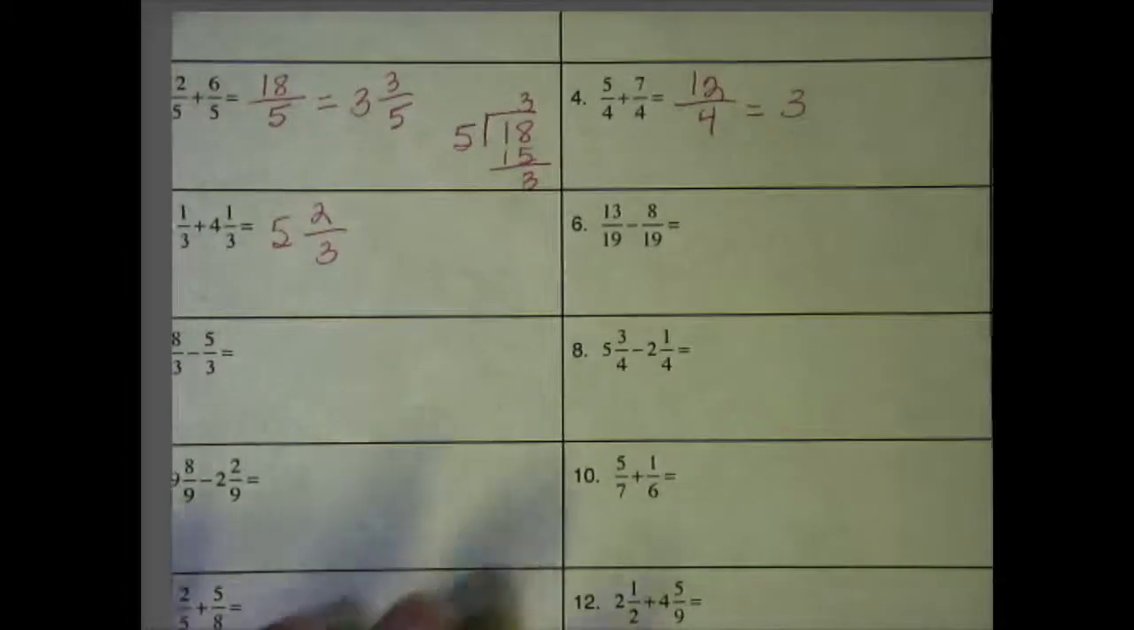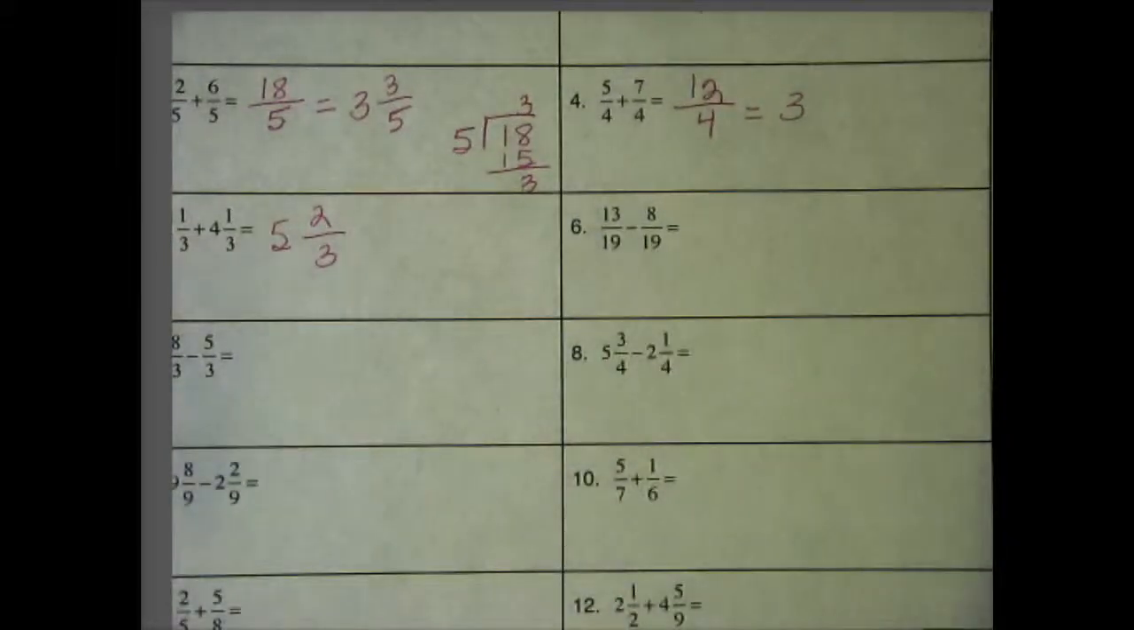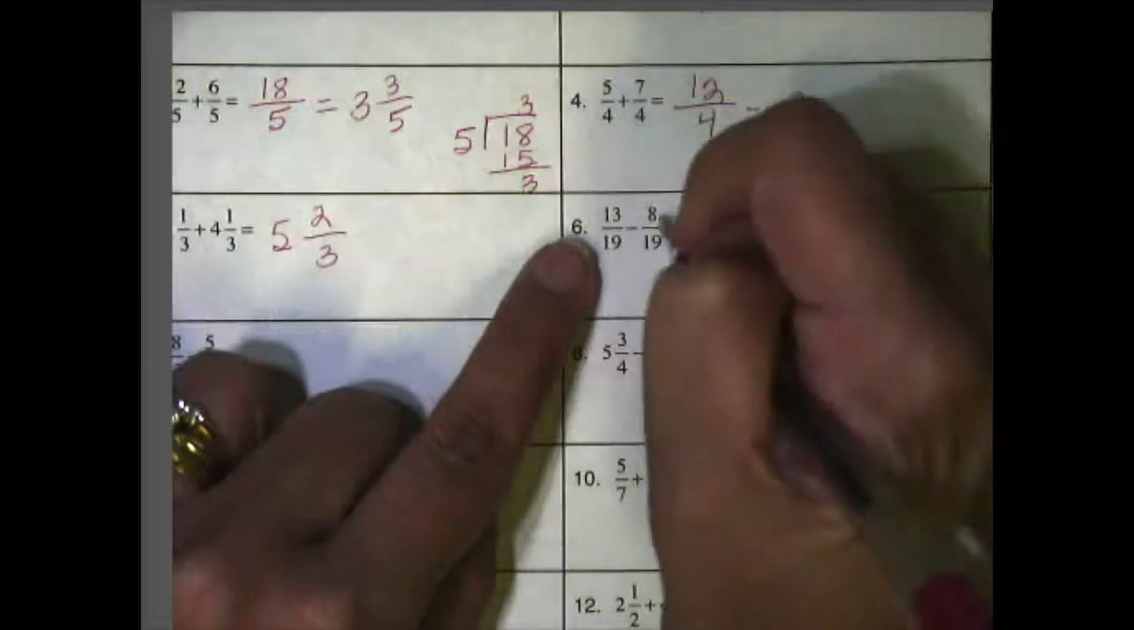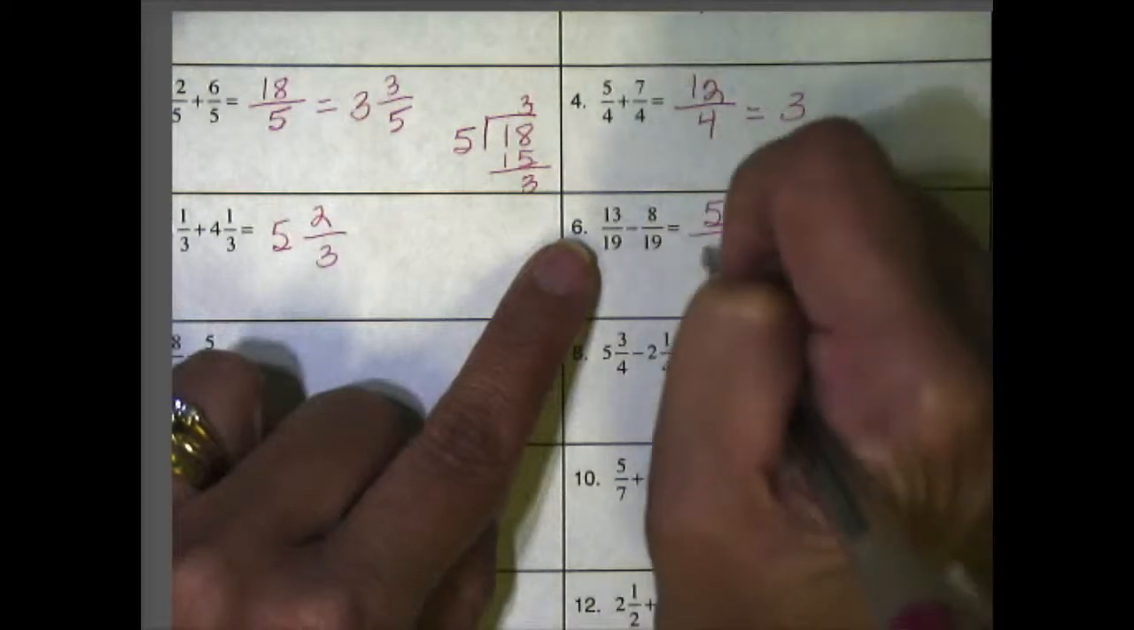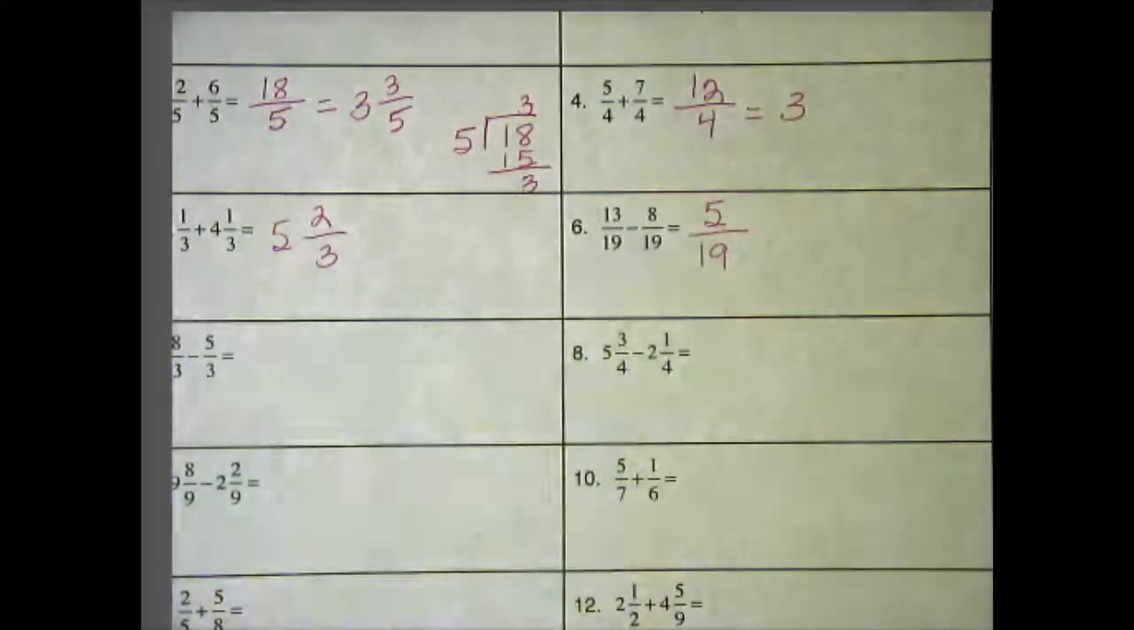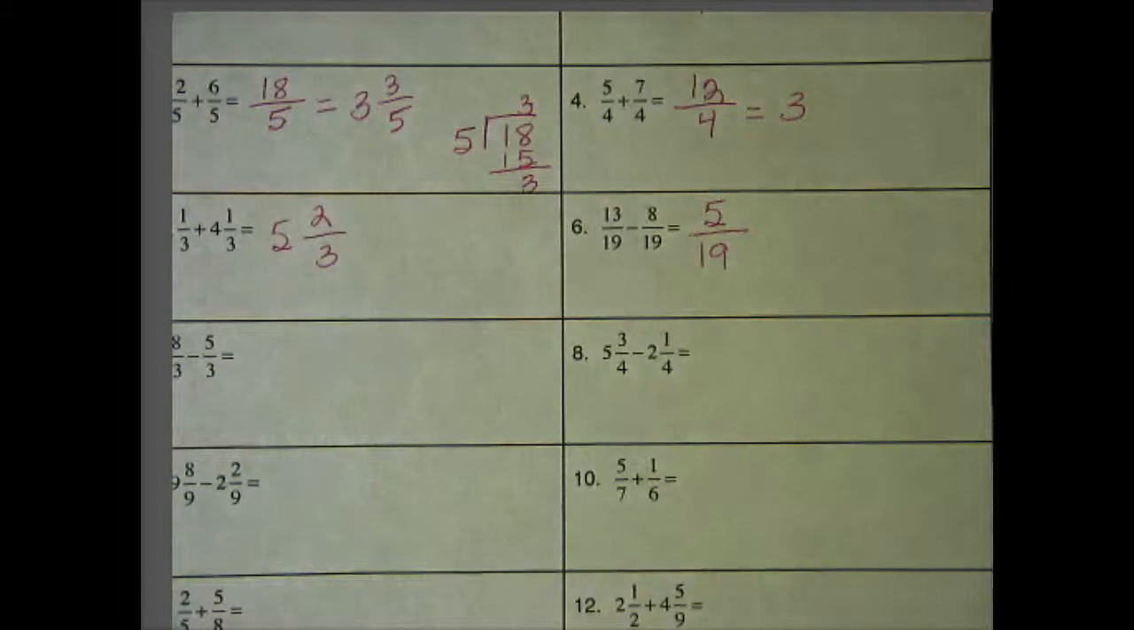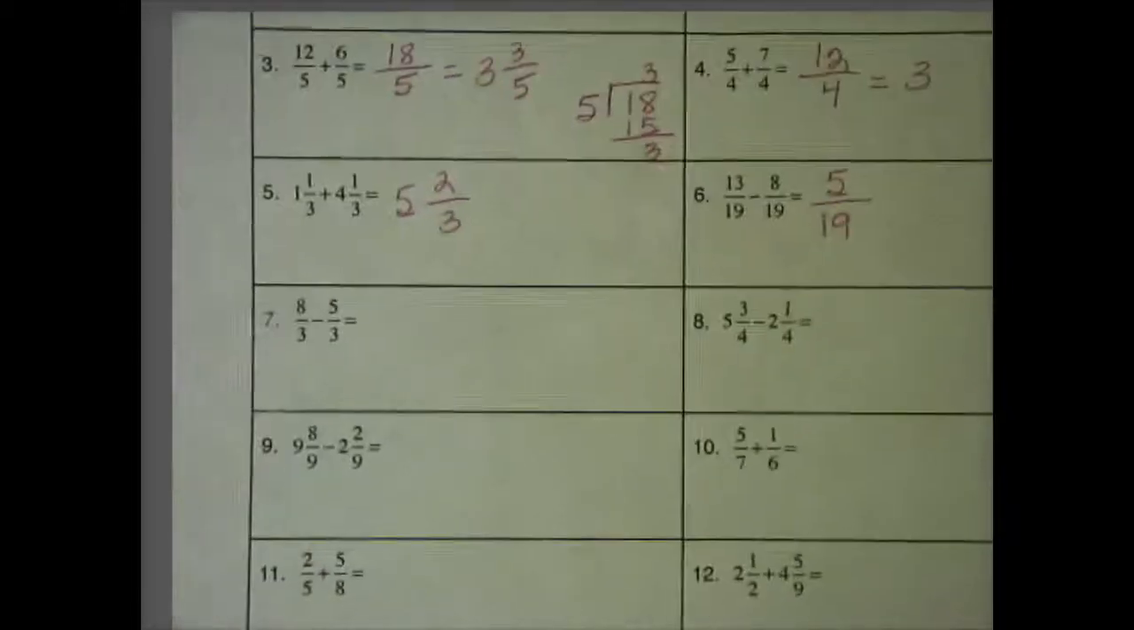Now we're changing to subtraction. Subtraction with like denominators is exactly the same as addition, only you subtract the numerators. So subtract 13 minus 8 and you get 5. Denominator stays the same. Remember that the denominator always stays the same when you're adding or subtracting fractions. Let's take a look at number 7.